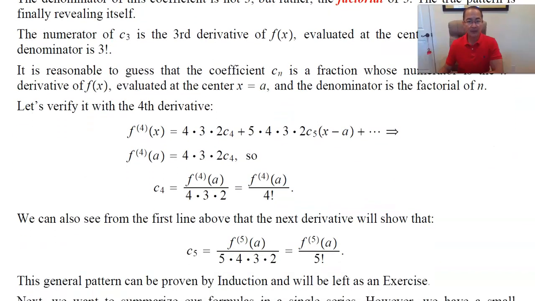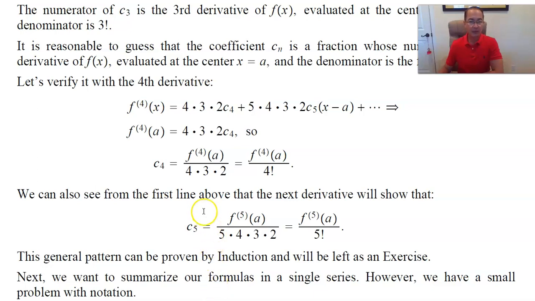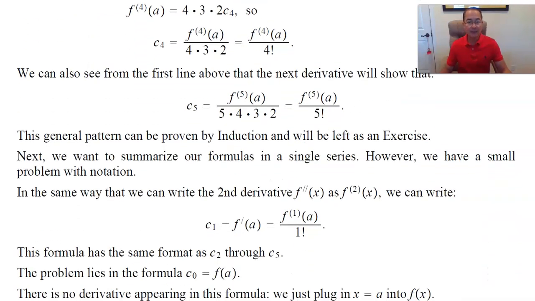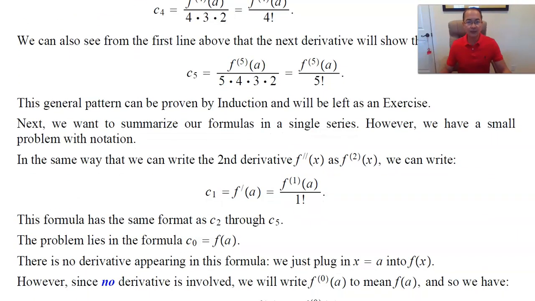Okay, so of course, this pattern will continue. When we get the fifth derivative and plug in x equals a, we will find out that c sub 5 is the fifth derivative at a divided by 5 factorial. Okay, so this tells us exactly who are c0, c1, c2, c3, c4, and c5. So we can plug in those values. Oh, by the way, icing on the cake, we saw that c1 is the first derivative at a, but remember that 1 factorial is simply 1.